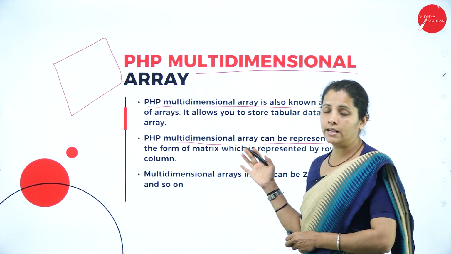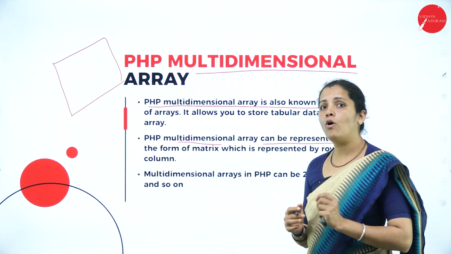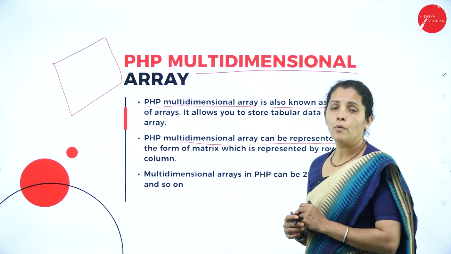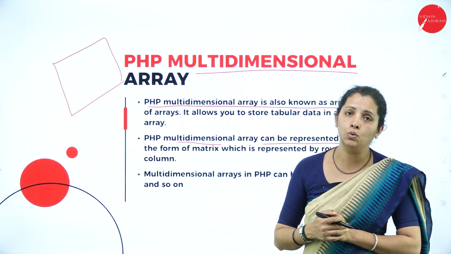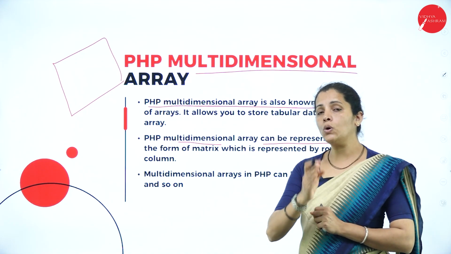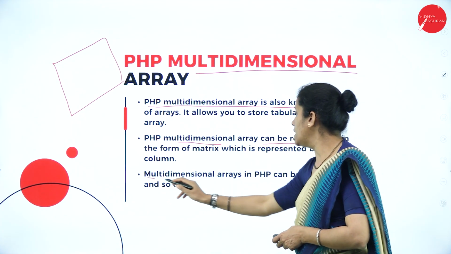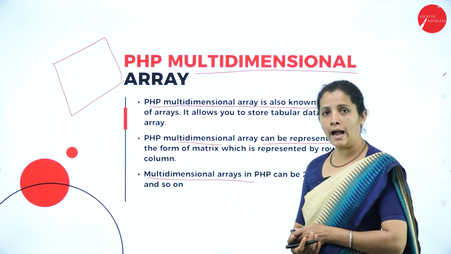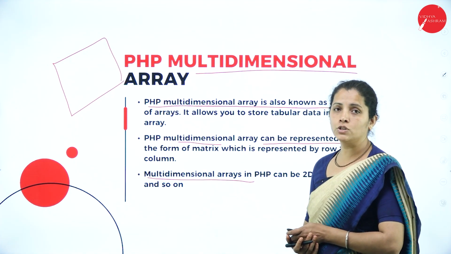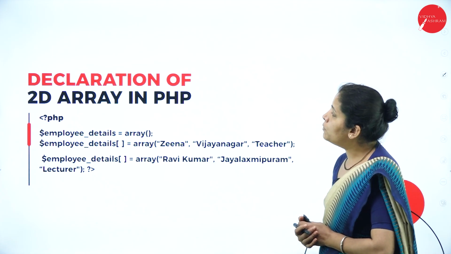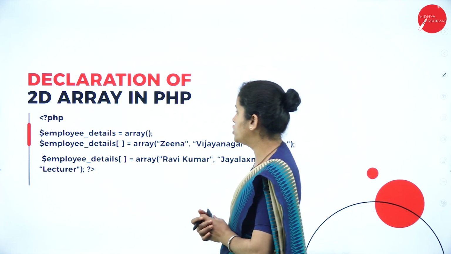When I say it is a matrix, what you have to remember is that the elements are represented in the form of rows and columns. When I say rows and columns, how many looping variables do I require? 2. One to indicate the row and one to indicate the column. So a multi-dimensional array in PHP can be 2D or 3D or 4D and so on. Now, let's discuss how we can create a 2-dimensional array in PHP.